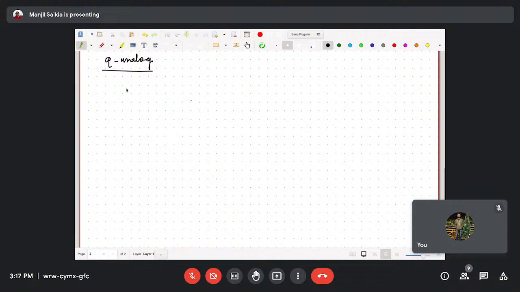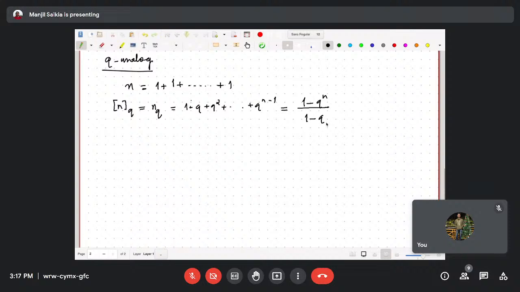Any natural number n, I can write it as a sum of n ones. Then the q-analog of n will be denoted by [n]_q, or sometimes just [n] if the context is clear, and this will be just 1 plus q plus q squared and so on up to q to the n minus 1. So this is the q-analog, and you already know that this is equal to (1 minus q to the n) divided by (1 minus q). So you can also define the q-analog of a factorial. For example, the q-analog of n factorial is now just [1]_q, [2]_q, and so on up to [n]_q, okay, and so on.